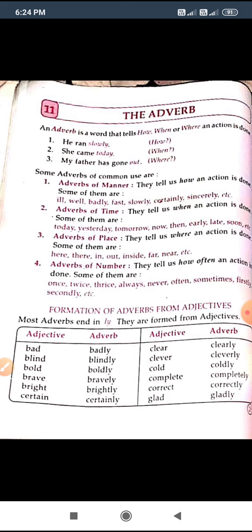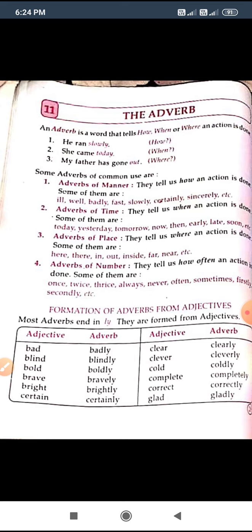Next, the third one is adverbs of place. So adverbs of place tell us where an action is done. Okay, so some of them are here, there, in, out, inside, far, near, etc.